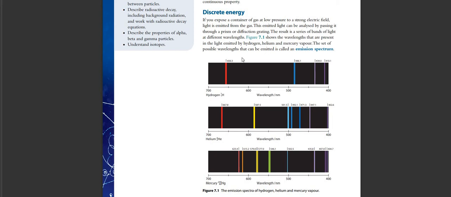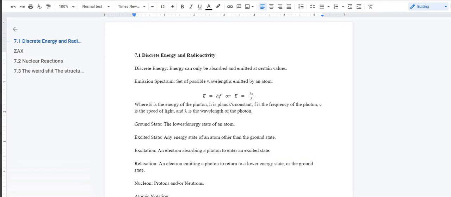And each atom has unique emission spectrums. So looking at the emission spectrum, you can actually determine what kind of element you're dealing with over here. As you can see, hydrogen is completely different from helium, which is completely different from mercury, and so on. And yeah, that should be it.